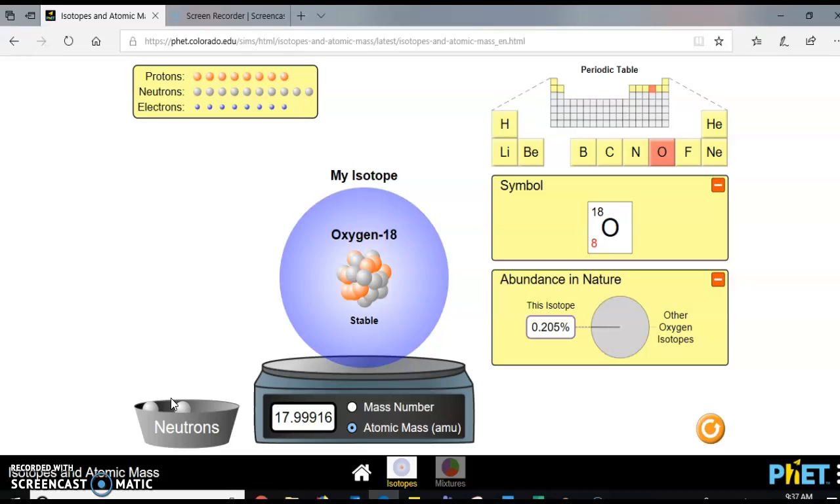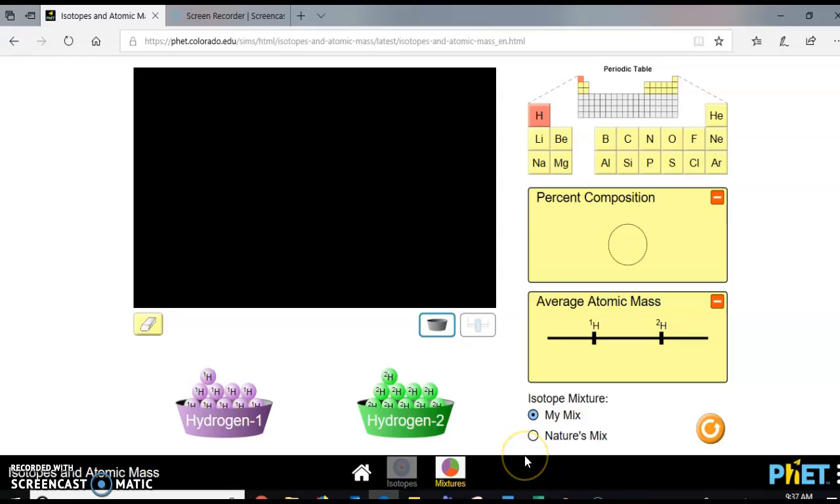Okay. That's the first half of the lab. That's data table 1 and data table 2. In the second half of the lab, you're going to go into the mixtures piece. And in this side, you're going to, again, talk about hydrogen 1 and hydrogen 2, and you're going to add in however many they ask you to do. So if you go to data table 3, it'll tell you, okay, put in 5 purple and 5 green, collect your data. Put in 10 purple and 10 green, collect your data.